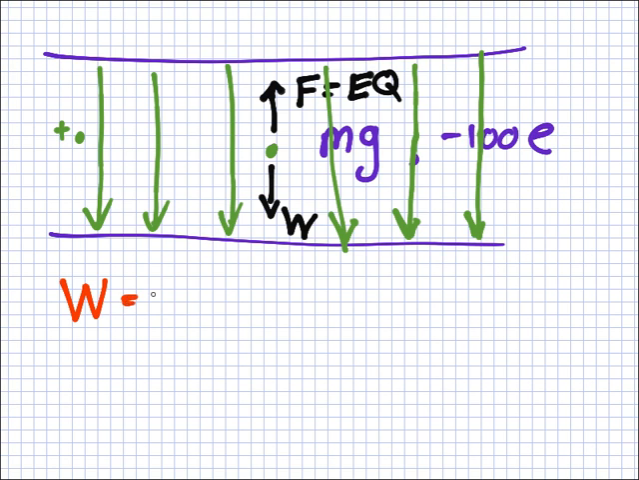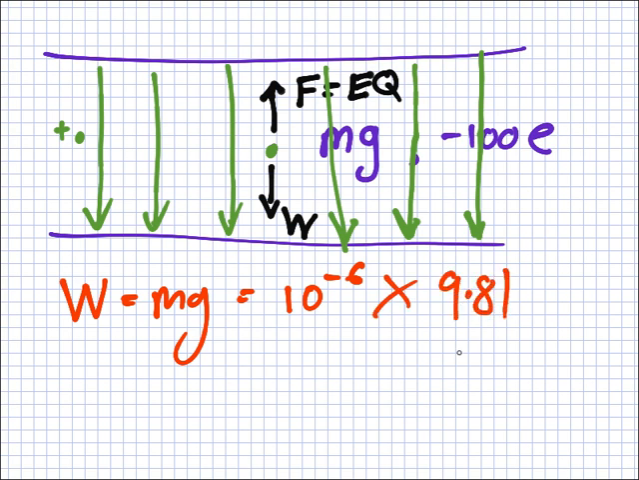The weight is equal to mg. Now be careful, that mg is milligram. So milligram is, oh my goodness, what is it? A milligram is a millionth of a kilogram. Yeah, a millionth of a kilogram times 9.81.